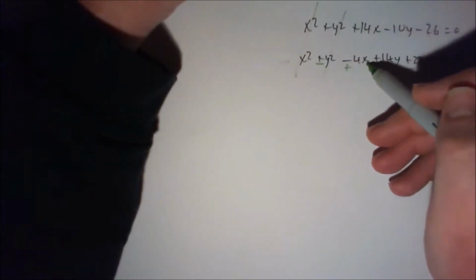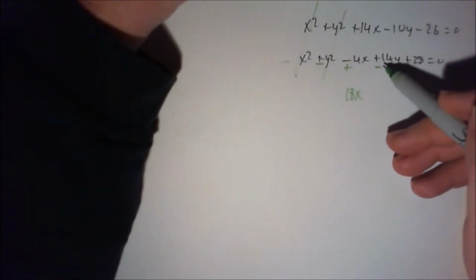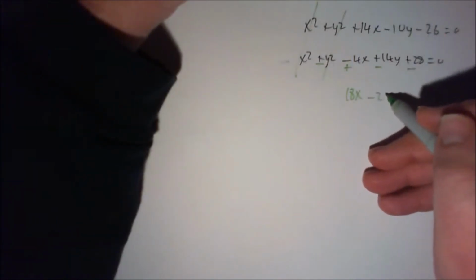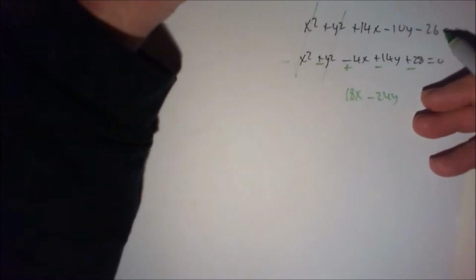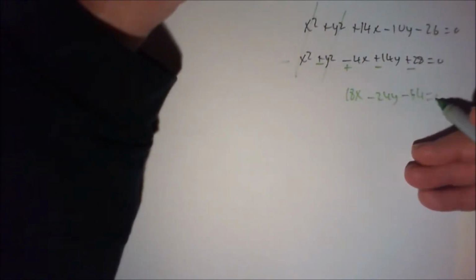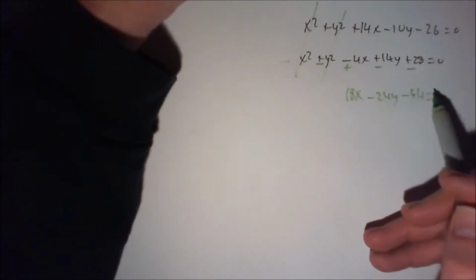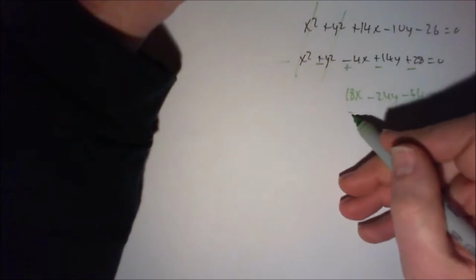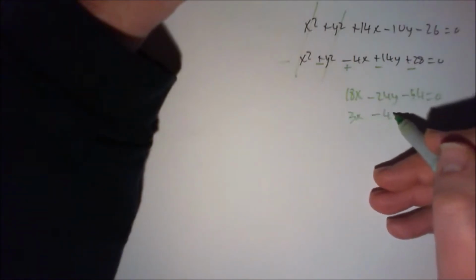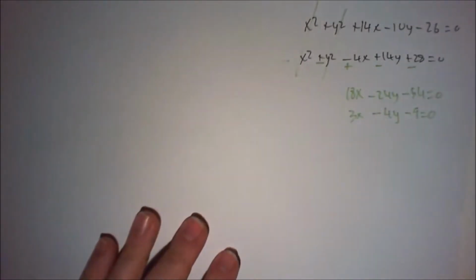14x plus 4x is 18x. Minus 10y minus 14y is minus 24y. And minus 26 minus 28 is minus 54. Now, everything there divides by 6, I want to say. 3x minus 4y minus 9 equal to 0. Okay, so that's your kind of generic version.